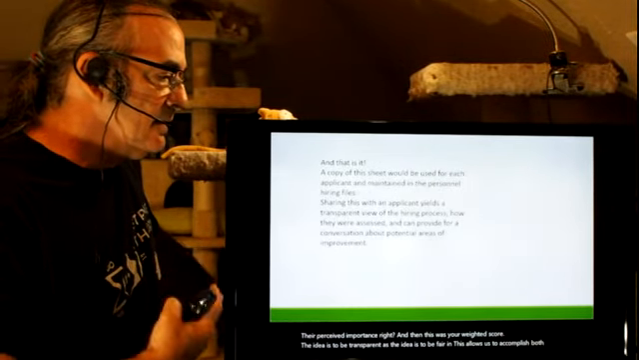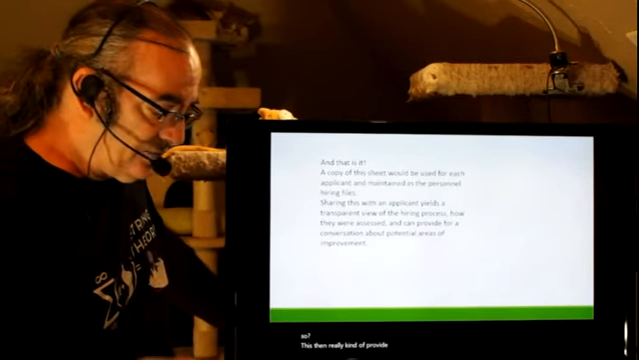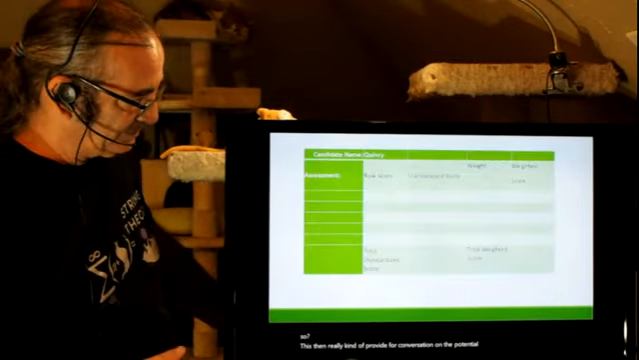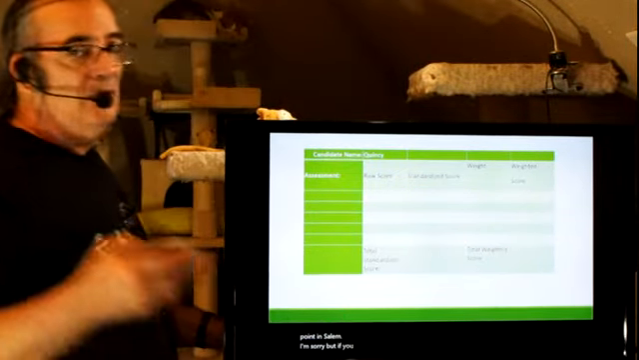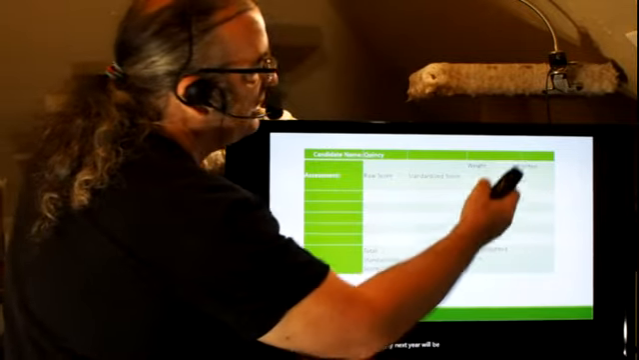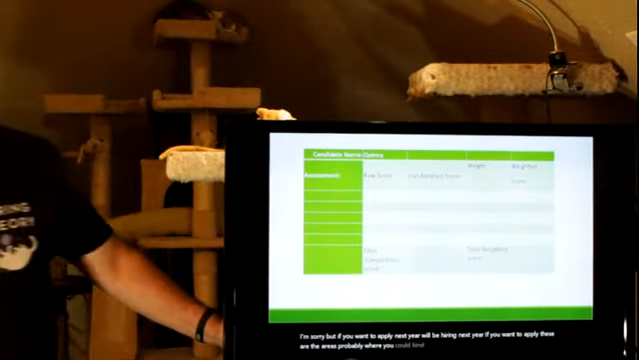So this then provides for a conversation on the potential for areas of improvement at that point, and you can say, look, I'm sorry, but if you want to apply next year, we'll be hiring next year. These are the areas probably where you could bump up your game if you so choose.